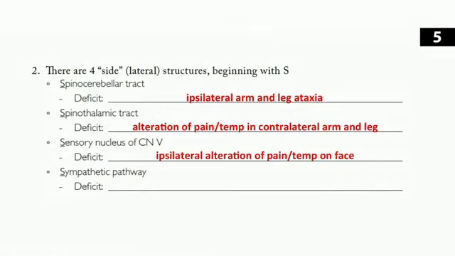And the last S is the sympathetic pathway, and the deficit is ipsilateral Horner syndrome, which is that triad of ptosis, miosis, and anhidrosis. So that's the rule of 4s. Now, it probably seems complicated, but as we work through these various brainstem stroke syndromes, you're going to see how these rules simplify things and help you put it all together.